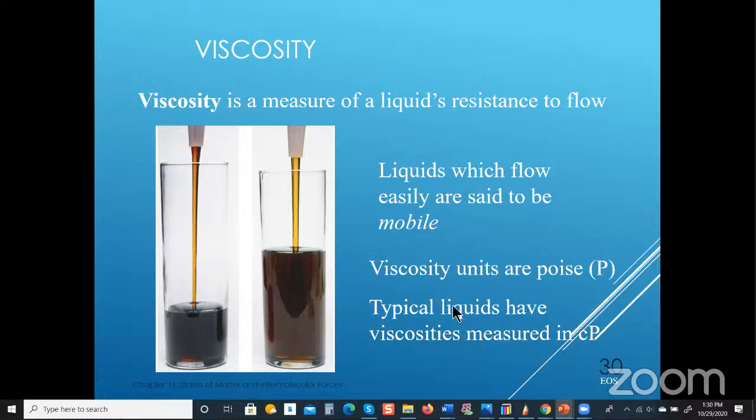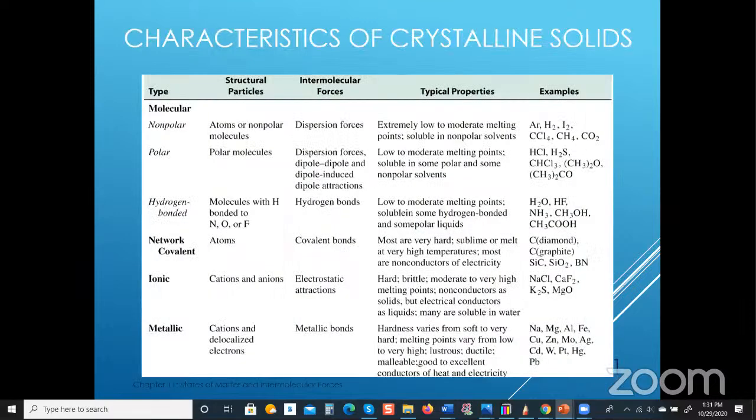We won't do any calculations involving this, but you need to understand why some liquids are more viscous than others. Again, it has to do with the type of intermolecular forces that exist. Simply put, the stronger the intermolecular forces between the molecules in a liquid, the greater would be the viscosity of the liquid. And that's pretty much all we can say concerning that.